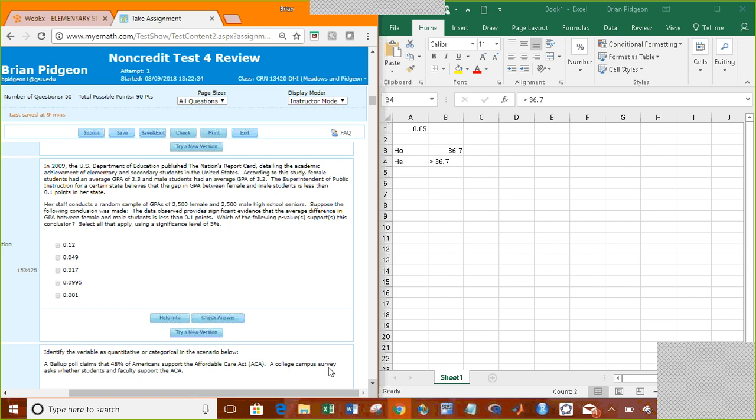Suppose the following conclusion that the data observed provides significant evidence. So, which of the following p-values supports this conclusion? So significant evidence means we've rejected the null hypothesis. So that means we're less than 5%, or less than 0.05. Well, even though this is significantly close to 0.05, it's still less than. We would still reject.